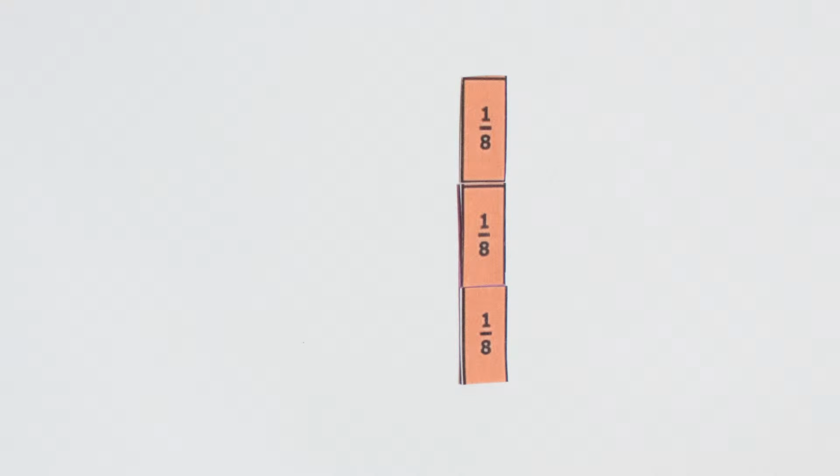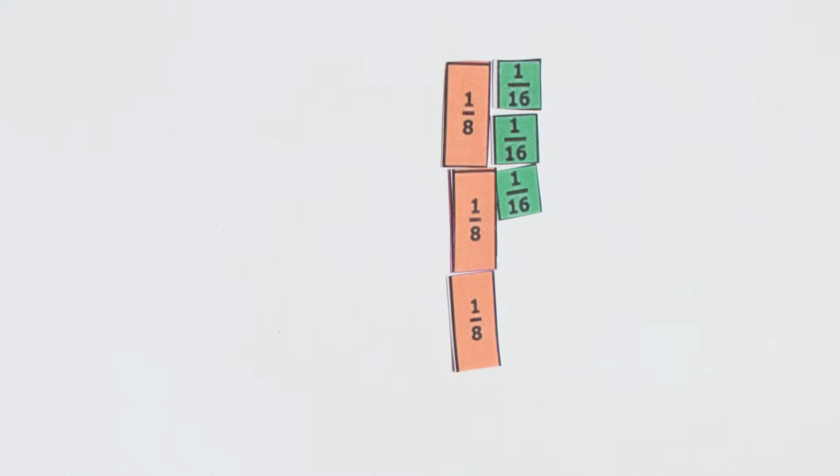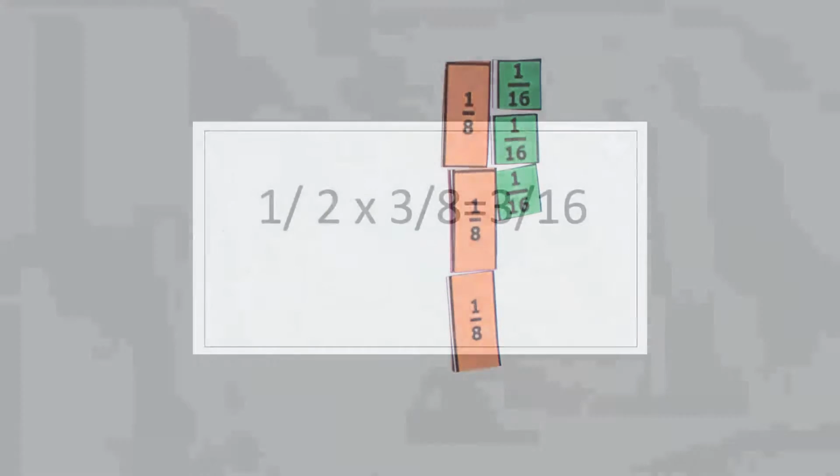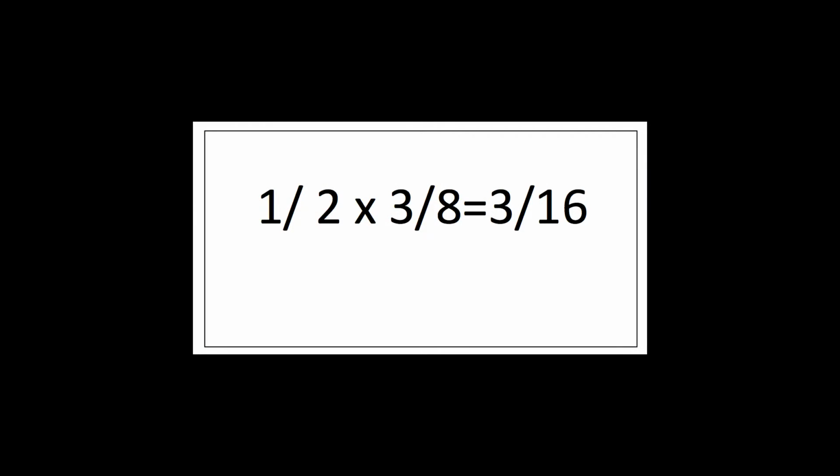Let's start with 3 1/8 strips to represent 3/8. Now playing around with smaller fraction strips, we can see that 3 1/16 strips equal 1/2 of 3/8. 1/2 of 3/8 is 3/16. Notice this is the same as multiplying the numerator times the numerator and the denominator times the denominator.